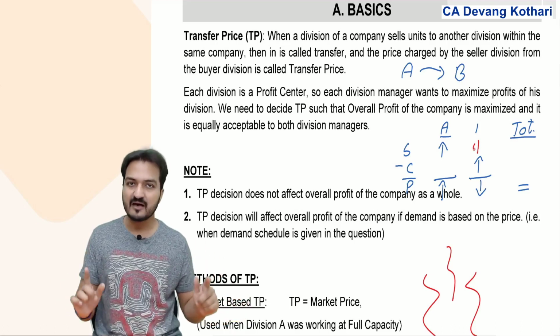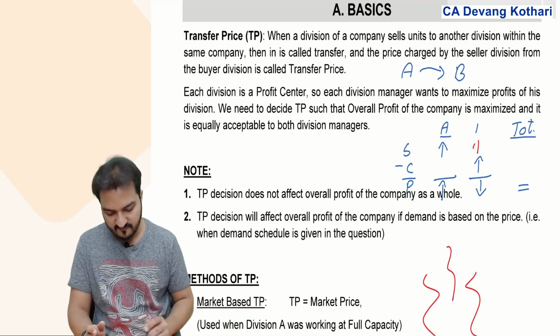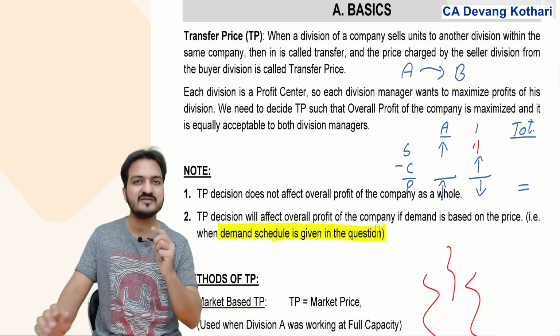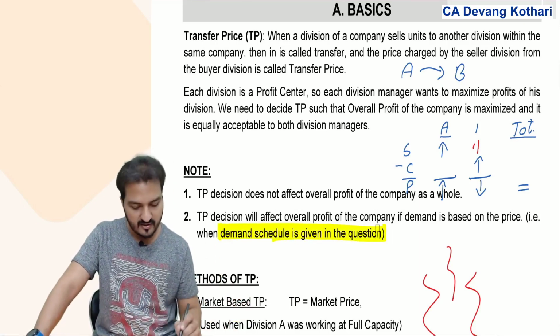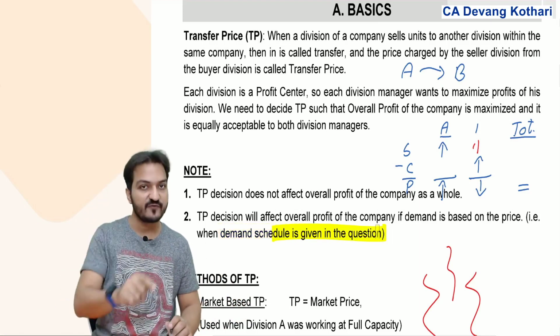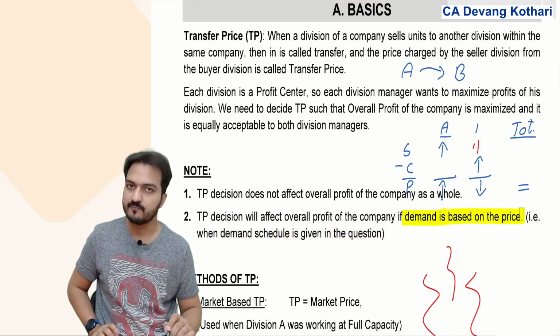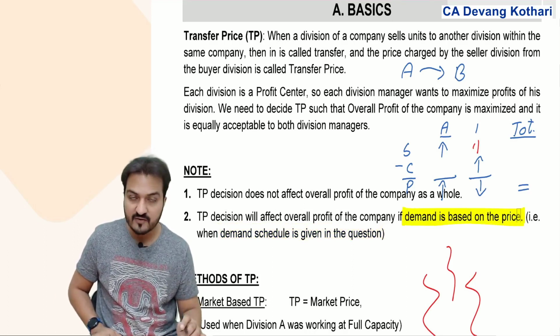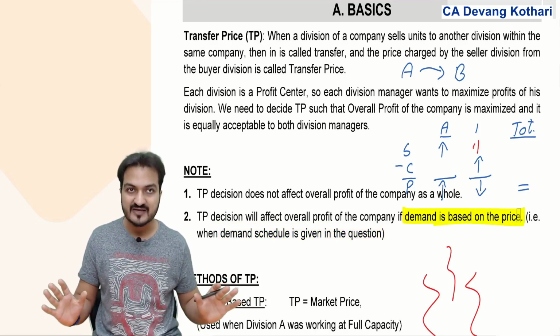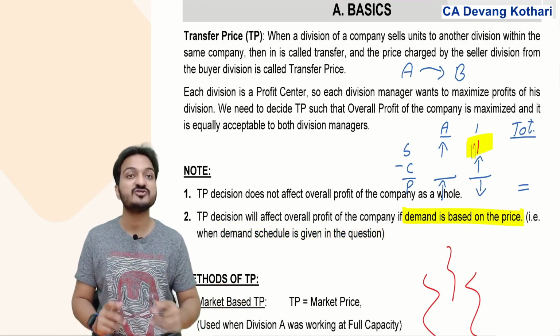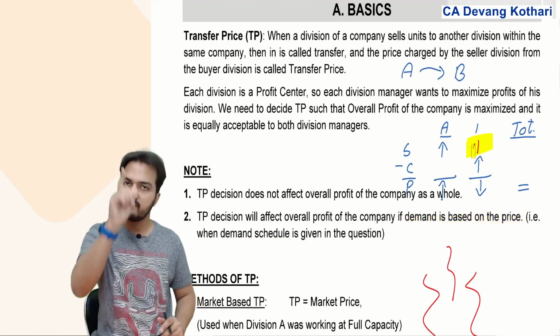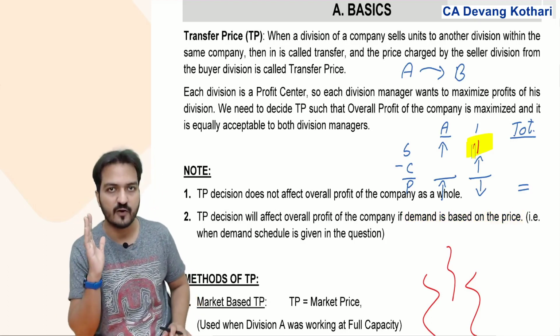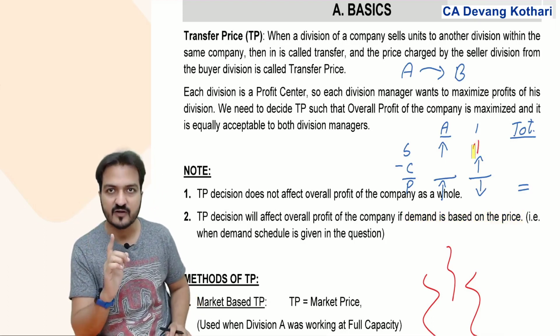Well, this happens only and only if a demand schedule is given in the question, only if the question has specifically told you that demand is based on price. If that is not given, meaning demand is not based on price, then even if division B charges a higher price, demand will still not fall and overall profit will not fall. Is that very clear? Yes.